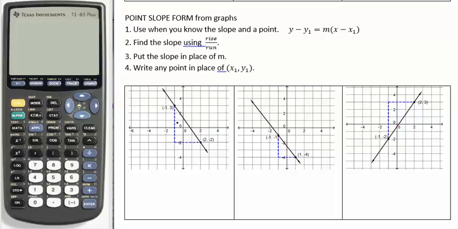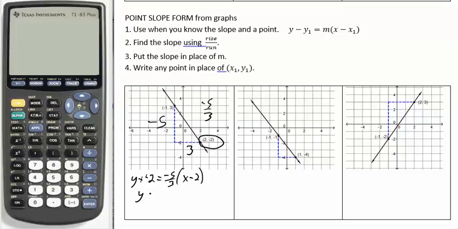So we go down 1, 2, 3, 4, 5 over 1, 2, 3. So our slope is negative 5/3. And then I'm going to use one of these points. It doesn't matter. I'm going to use this one. And we're going to say y minus y1 equals the slope times x minus x1. All right, so then remember this minus and negative is just a plus.